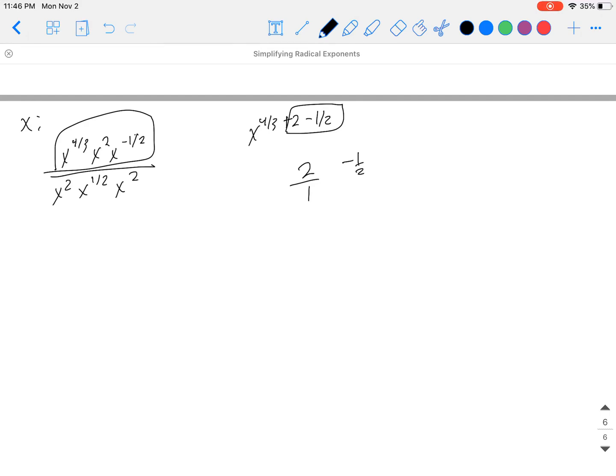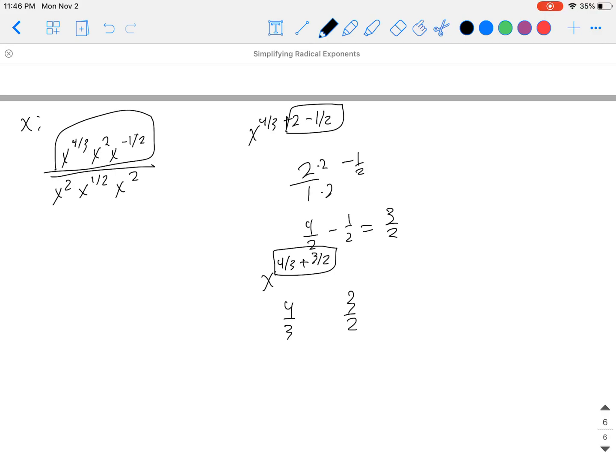So first we need a common denominator. So let's multiply top and bottom of 2 over 1 by 2, giving us 4 over 2 minus 1/2, which equals 3 over 2. So then we have x to the 4/3 plus 3 over 2. So again, here we need common denominators between 4/3 and 3 over 2.